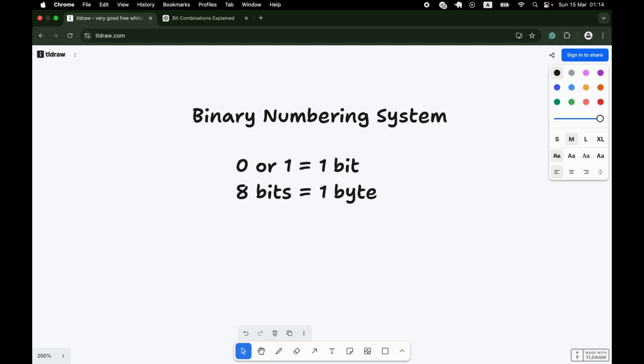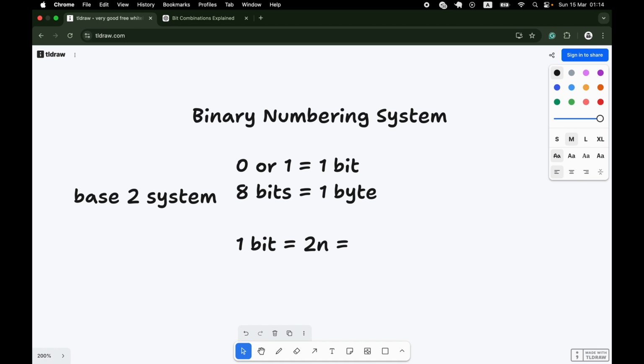Here we can calculate the possible values for data types with equations. In 1 bit, because the binary number system has just two values, 0 or 1, we have to apply the base 2 system. So it's going to be 2 to the power n.